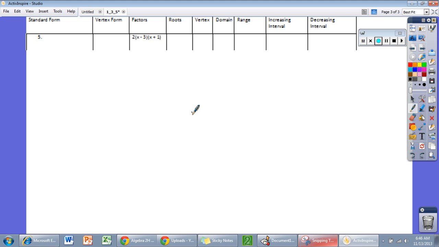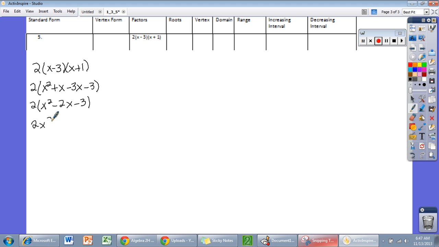Alright, we're going to look at one more problem, and that's where you're given the factors. And this is actually much easier to go from the factors to the standard form. So you're starting off with this. Okay, all you're doing is foiling the factors together. So x squared plus x minus 3x minus 3. Okay, I'm going to combine my like terms inside first. Minus 2x minus 3. Then I'm going to distribute my 2 inside. So 2x squared minus 4x minus 6. And to get my standard form, I just put a y in front. 2x squared minus 4x minus 6.